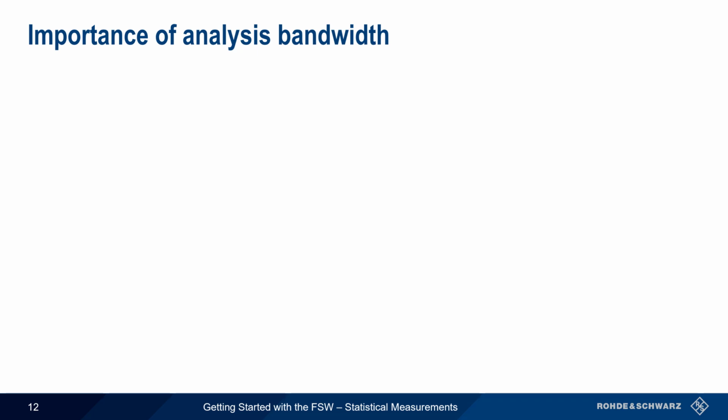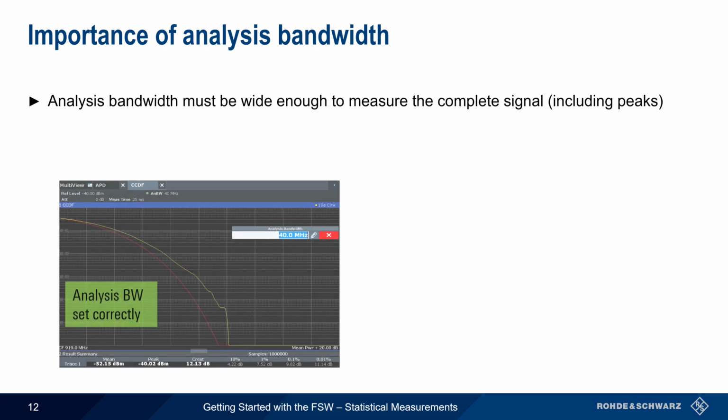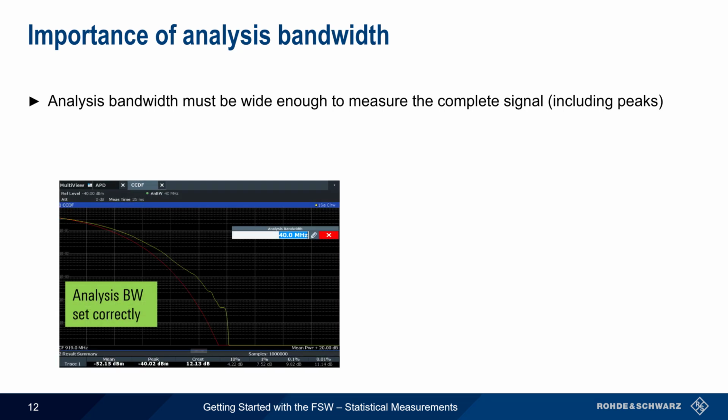Let's return to the topic of analysis bandwidth. It's very important that the analysis bandwidth be configured wide enough to measure the complete signal, including any peaks. In this example, the maximum signal width is 40 MHz, and setting analysis bandwidth to 40 MHz ensures that all of the signal is being correctly measured.